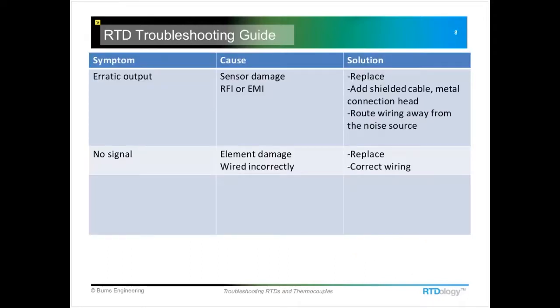Let's dive into this. I put together this little troubleshooting guide. And of course, the first one on the list is erratic output. This is one of the more common questions that I get. One of the main reasons for this is that the sensor got damaged, typically one of those little platinum coil wires, or a lead wire is just partially broken, and as the probe is vibrating, it's making contact at that breakage point. It's not quite completely broken, but it's almost broken, and so you're going to get some erratic output there.